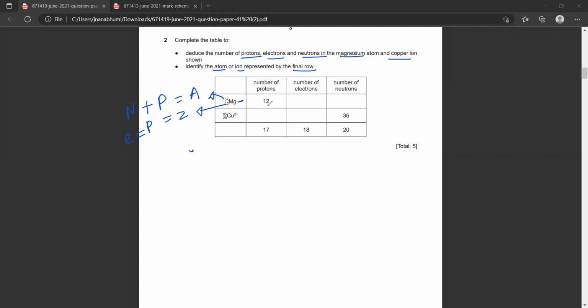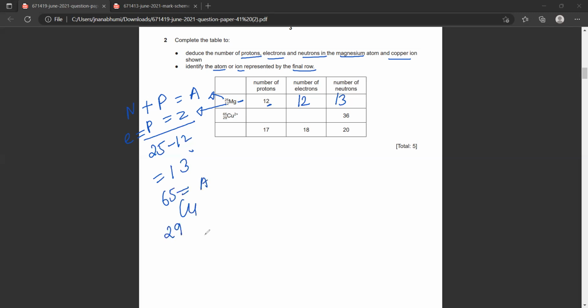The number of protons is given as 12. We have to find the number of electrons. In a neutral atom it is equal to the protons only, so electrons will be 12. The number of neutrons will be the mass number minus the atomic number, so 25 minus 12, which equals 13. Understood? Now look here. In the second question, for copper, the atomic number is given as 29. So the copper atomic number is 29 and the mass number is 65.